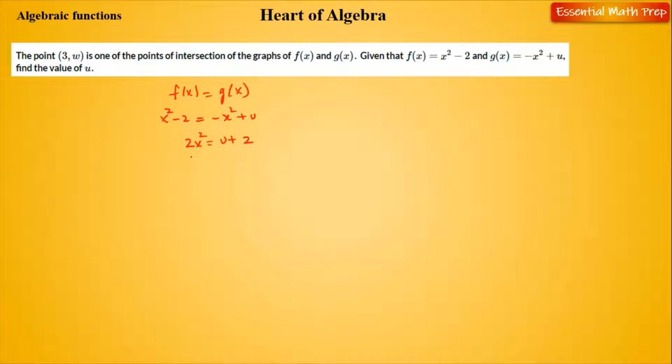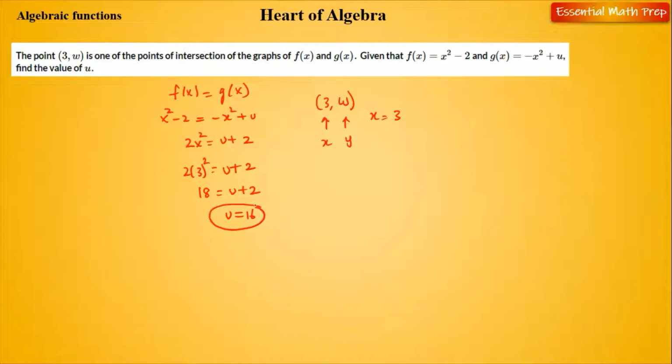Well, we are told that the graphs intersect at the point (3, w). What this means is 3 is x, w is y. w doesn't have much of an impact at this point, at least in this case. We do know x equals 3. So if you substitute 3 in place of x, that's 2 times 3 squared equals u plus 2. So 9 times 2 is 18 equals u plus 2. So u equals 16.